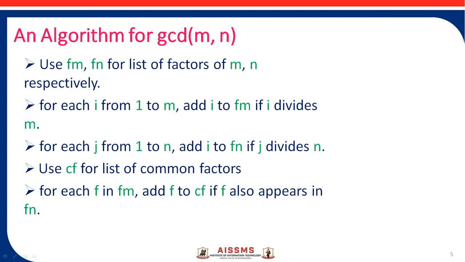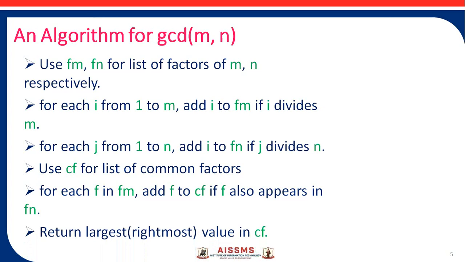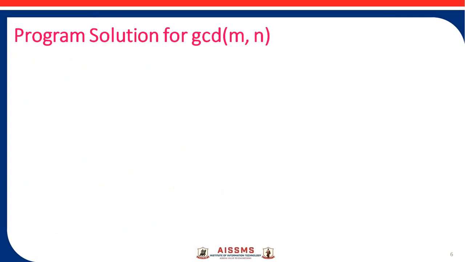And after calculating the common factors list, we will have some elements in our list and we have to find the largest element among them. This largest element is called the GCD of M and N. Now here is the problem solution for finding the GCD of M and N.